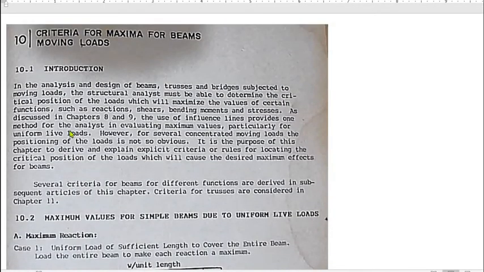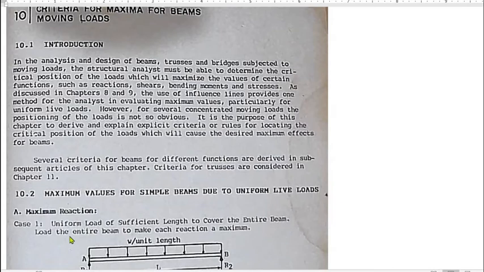Hello class, so our next topic is criteria for maxima for beams, moving loads. So, meron tayong maximum values for simple beams due to uniform live loads. Live loads in the sense na ito yung mga wheel loads, yung mga sasakyan. Kapag dead load naman, yun yung self-weight, that is the beams, tapos yung slabs, and then yung mga railings, kung bridge ang pinag-usapan. Okay, for case 1, we have a uniform load of sufficient length to cover the entire beam.